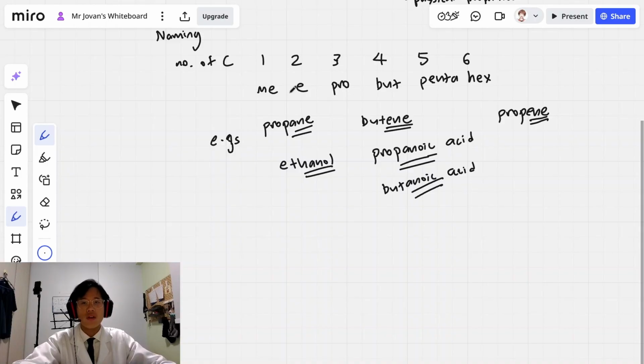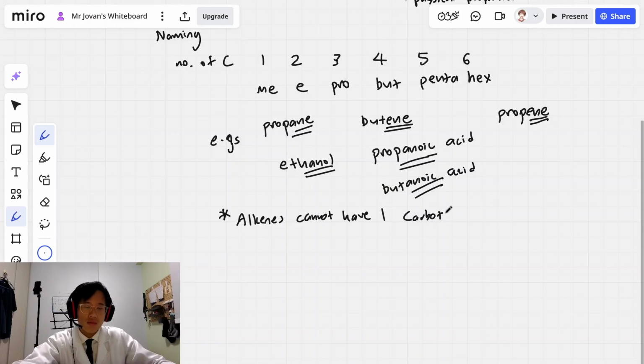One note is that alkenes cannot have one carbon atom. Okay, why do you think so? Later we're going more in depth into alkenes, but just a prelude is that alkenes have a CC double bond. So to be an alkene, we need at least two carbon atoms and they are double bonded to each other. So it's impossible for an alkene to only have one carbon atom. Therefore, you will never see an alkene called methene. Alkenes will start from ethene, then propene onwards.